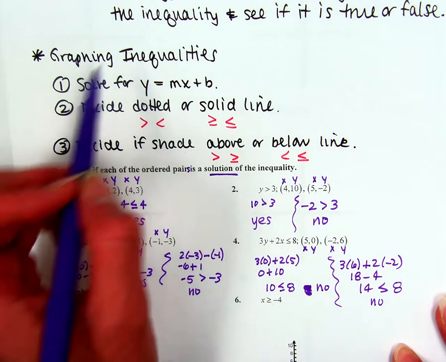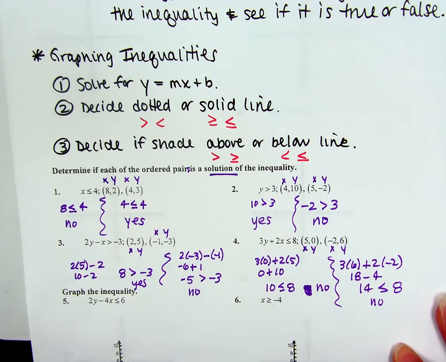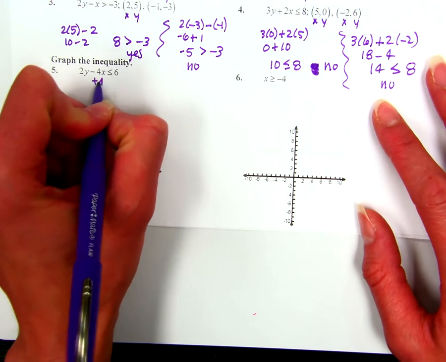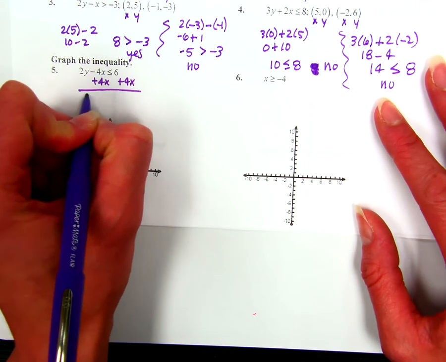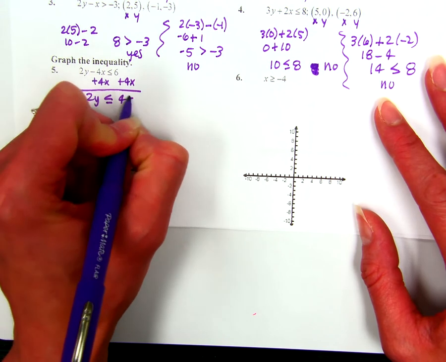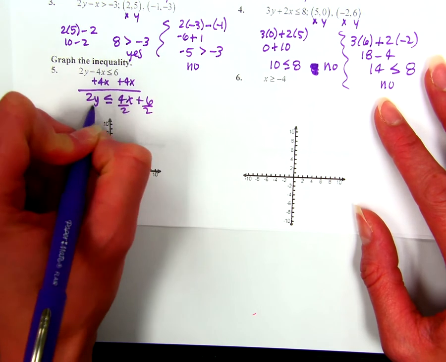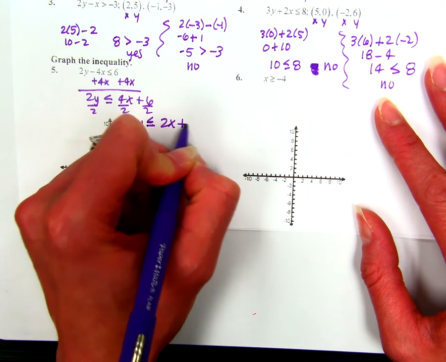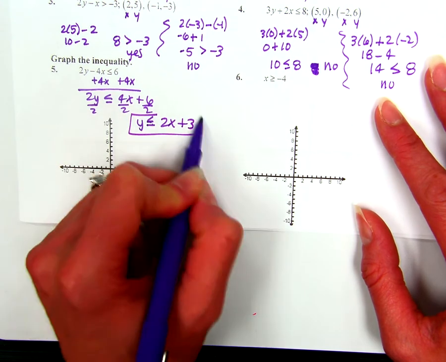All right, for graphing inequalities, we'll go back to these steps. First, you need to solve for y. So it's going to be y equals mx plus b. So notice in this problem, we need to move the 4x to the other side. We've done this with equations. So we've got 4x plus 6, and then we're going to divide everything by 2. So we have y is less than or equal to 2x plus 3. All right, that's step 1.